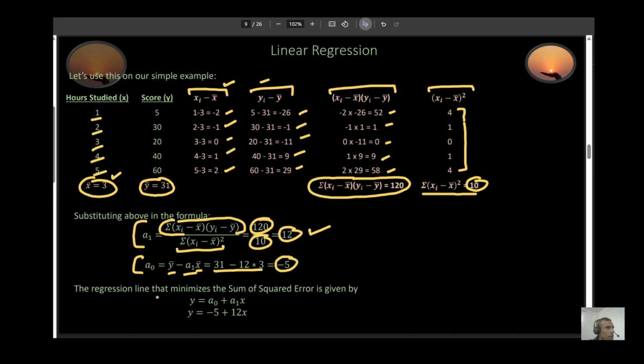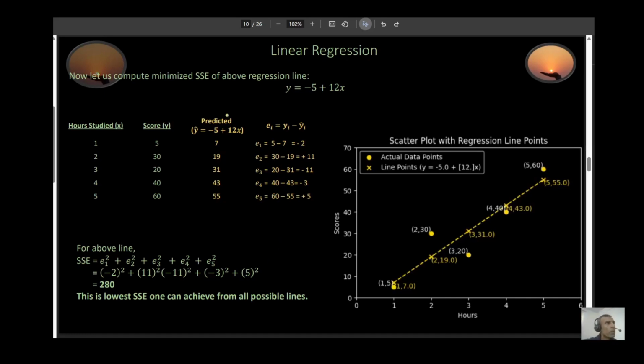So the regression line that minimizes your sum of squared error is given by y equal to a0 plus a1x. Substituting the values of a0 and a1, it comes out to be y equal to minus 5 plus 12x. Now let's compute our minimized SSE for this regression line we just found. Let's do the first data point. Study hours is 1, score is 5. The predicted value would be minus 5 plus 12 times 1, and the answer comes out to be 7. So my predicted value is 7. Error would be the actual value of y minus the predicted value of y, which comes out to be minus 2. I do the same thing with the second point, third point, fourth point, fifth point.